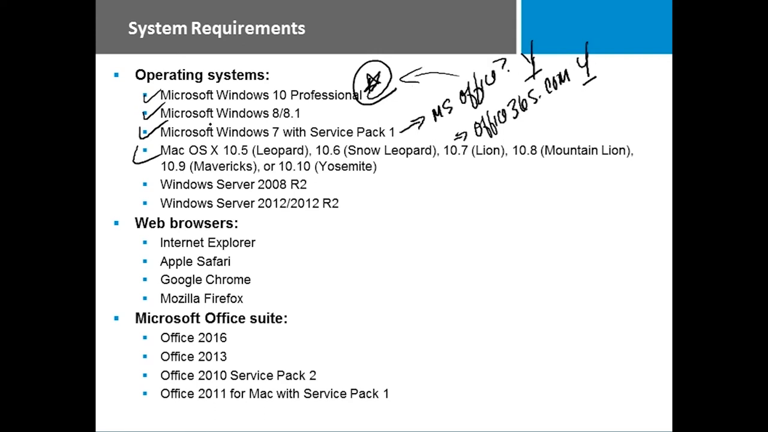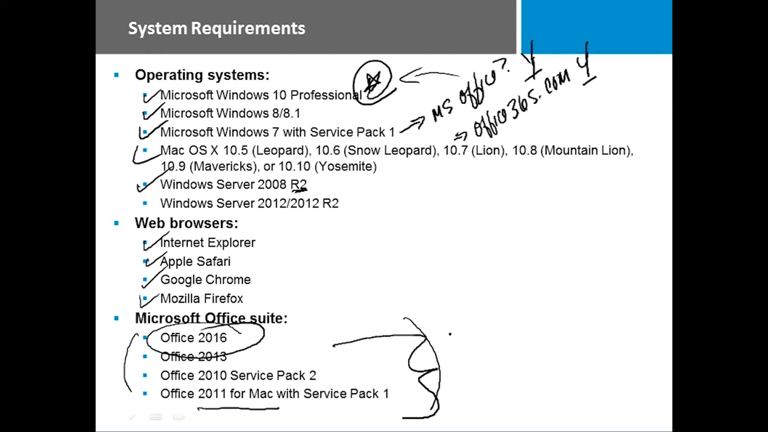For Mac OS, we have 10.5, 10.6, 10.7, 10.8, 10.9, and 10.10. You can run this on Windows Server 2008, it must be R2. And for web browsers, we have Internet Explorer, Safari, Google Chrome, and Mozilla. We also have Microsoft Edge that's out. And of course, it'll work just fine with Office 2013, 2010, 2011 if you're on a Mac, and of course the most recent, 2016.